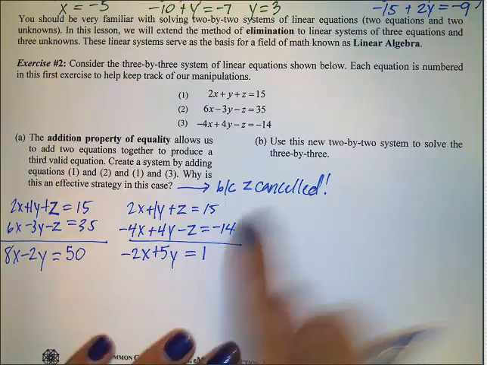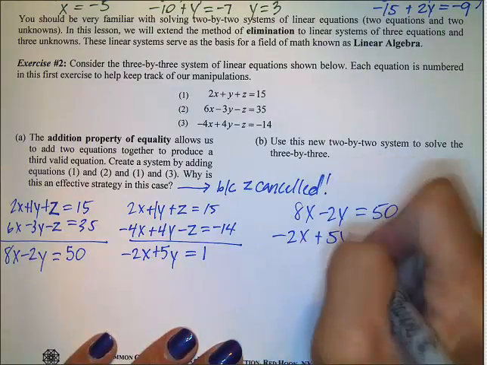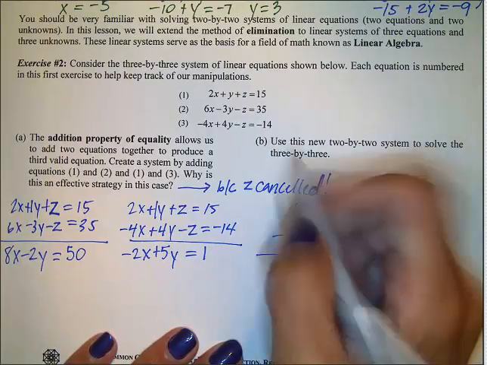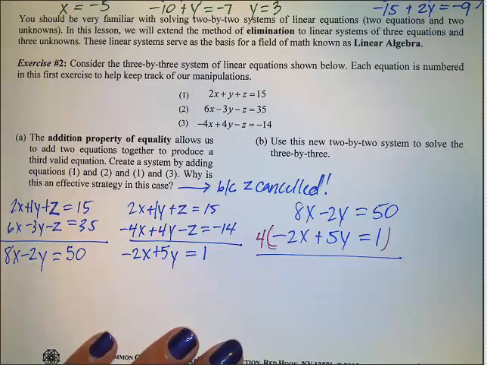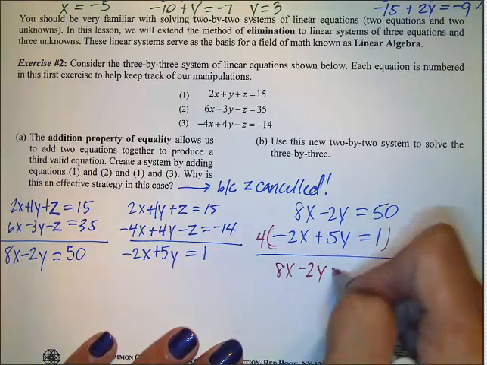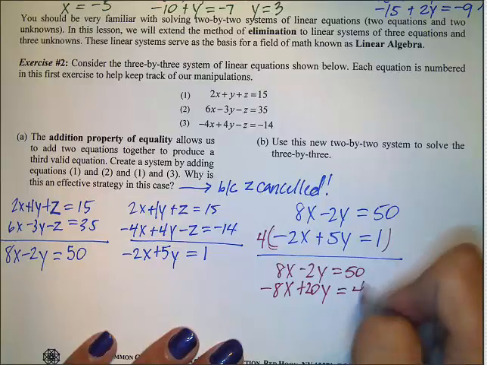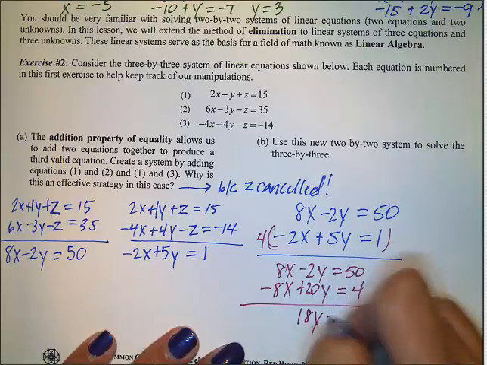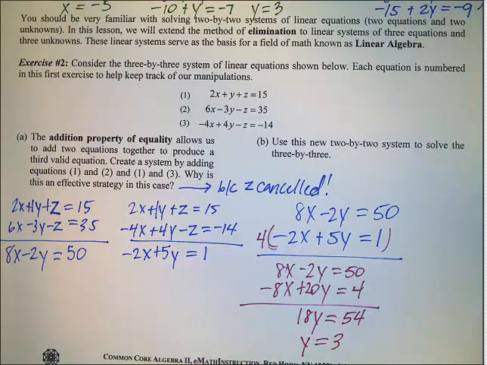So use the new 2 by 2 to solve. So we have 8x minus 2y equals 50, -2x plus 5y equals 1. So what am I going to do? Well, I noticed these are already opposites. So if I multiply this one by 4, 4 times -2x is -8x. When I add them, they'll be gone. So I have 8x minus 2y equals 50. And now I have -8x plus 20y equals 4. The x's cancel. So -2y and 20y give me 18y equals 54. Divide by 18, so y equals 3. One of the 3 variables we have defined right now. Now we got to find the other one.